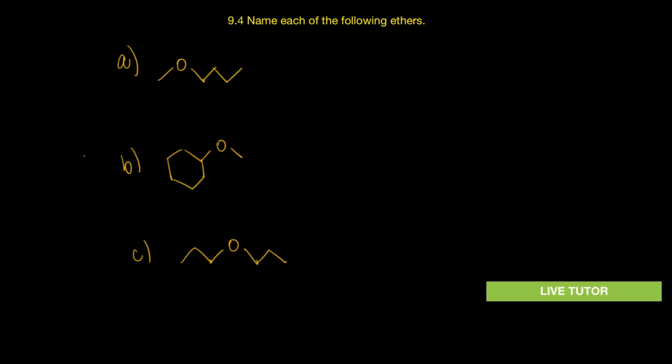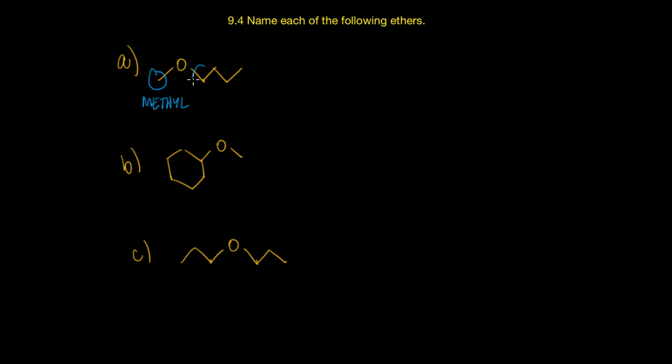Let's get started. In this problem, we're asked to name each of the following ethers. We have an oxygen bonded to two carbon atoms that are both sp3 hybridized, and we just want to name the substituents here. So this is called a methyl group. Over here, 4 carbons is butane, so that's a butyl group.